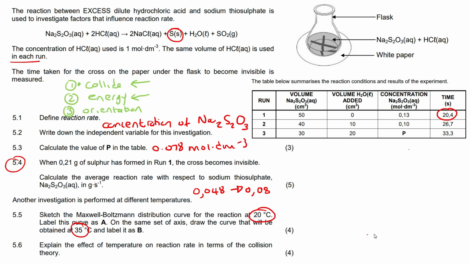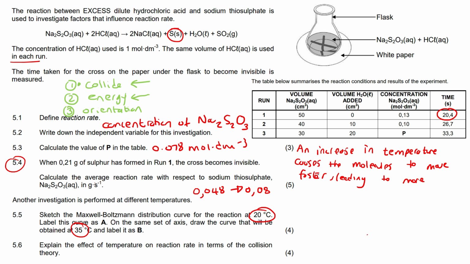Okay, so we can say that an increase in temperature, let's try write neat. An increase in temperature causes the molecules to move faster, leading to more collisions, which increases the chance of more effective collisions. Because not every collision is effective. They have to have the correct orientation, and so on. But if you can make them collide more often, then obviously you increase the chance that there will be more effective collisions.